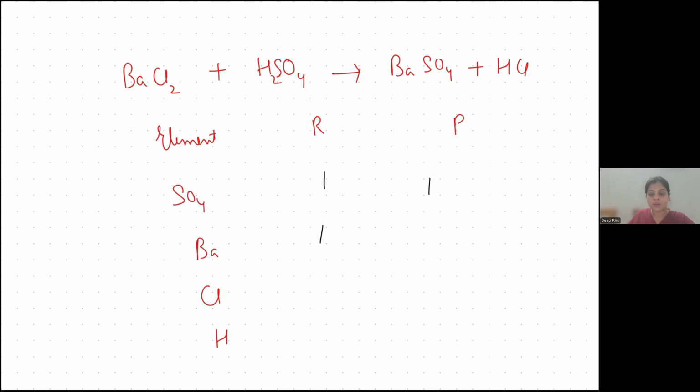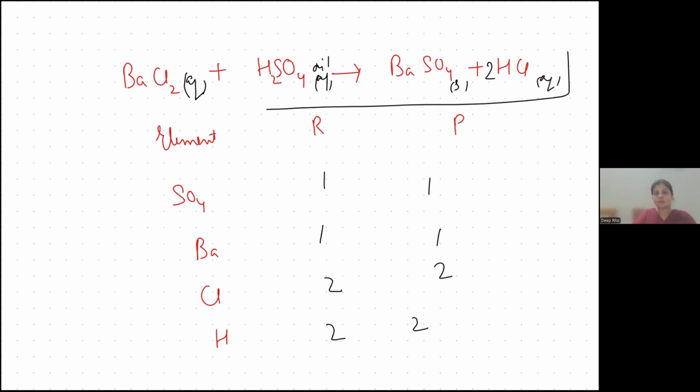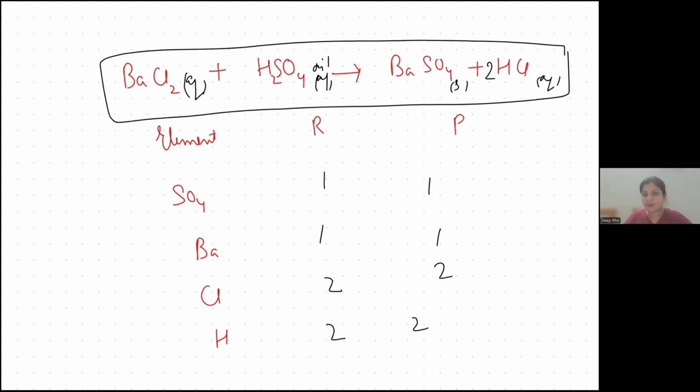And chlorine, this is 2 on the reactant side. Let's balance it, 2 on the product side. So hydrogen is already balanced. Yes, it is balanced. Now by writing the states: aqueous, and this is dilute HCl, so you can write aqueous or dilute. Barium sulfate is in the solid state, hydrochloric acid in the aqueous state. This is the complete balanced equation. So this is about balancing of equations. In the next lecture, we are going to study types of chemical reactions.